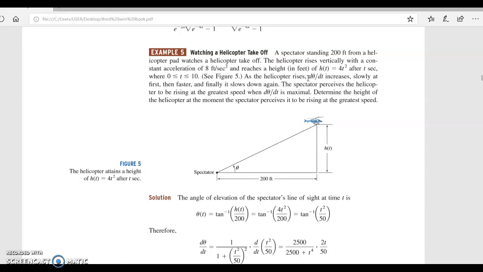As the helicopter rises, d theta by dt increases slowly at first, then faster, and finally it slows down again. The spectator perceives the helicopter to be rising at the greatest speed when d theta by dt is maximal. Determine the height of the helicopter at the moment the spectator perceives it to be rising at the greatest speed.